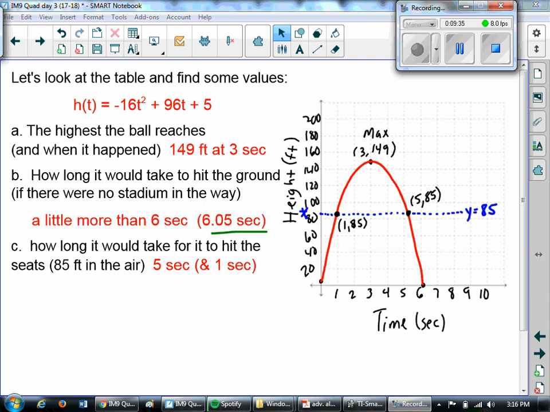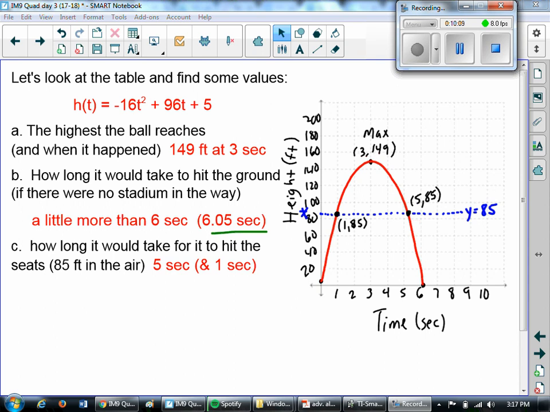There are some limitations, though, however, to using your table in your calculator. For instance, how long did it take before it hit the ground if there was no stadium in the way? We estimated that it was just past 6 seconds, but we know that it's actually 6.05 seconds. So the tables have a little bit of a limitation in the values that they will give you. We have seen this in the past. We learned that tables are probably the most inaccurate, whereas going to a graph is slightly more accurate, but using the equation is the most accurate. We learned that before when we went through some of our linear functions and stuff like that.